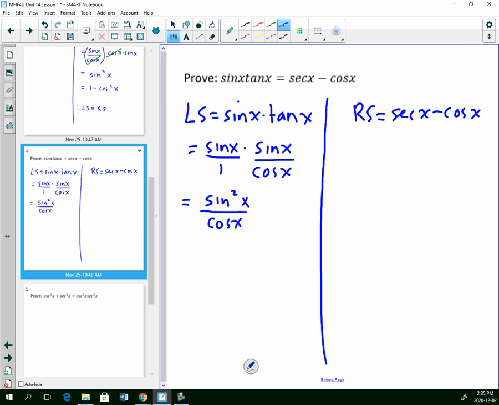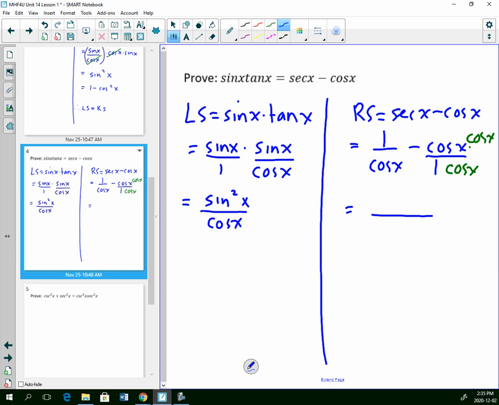Now I'm going to go on the right side, because I can change secant to 1 over cos x. What can I do on this side to simplify? Well, I want to subtract these 2 terms together, so I need a common denominator, which would be cosine. So we'll multiply the top by cosine as well.